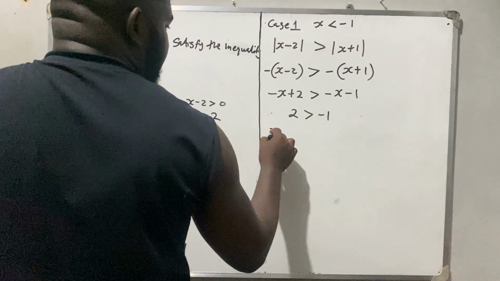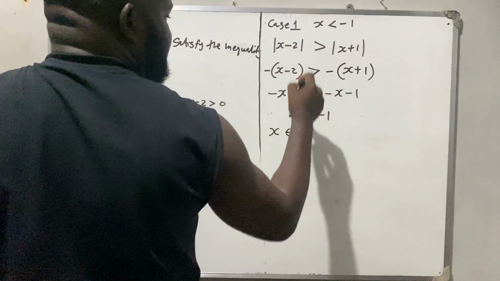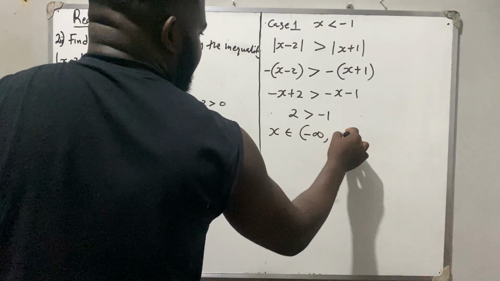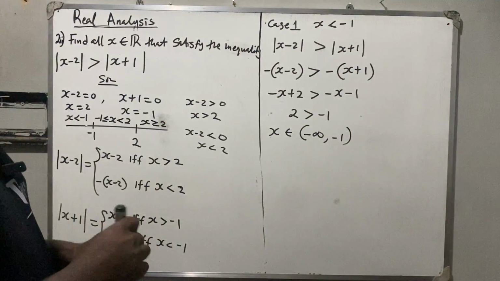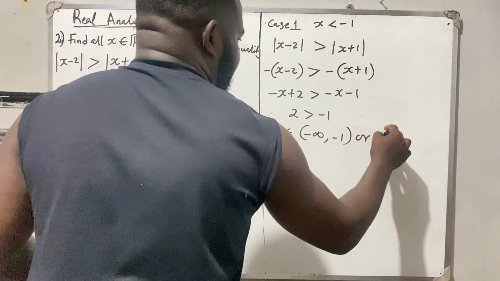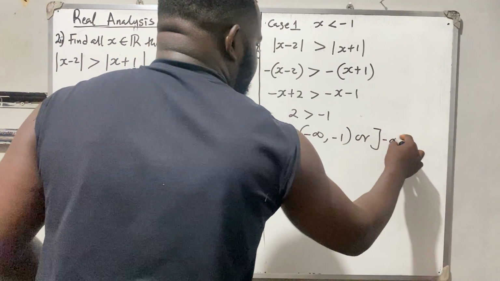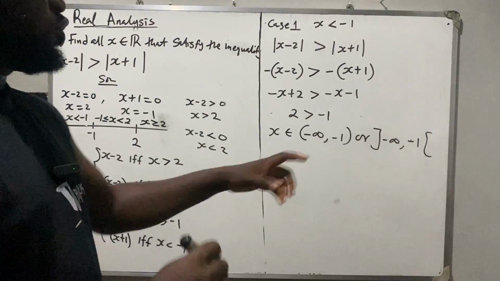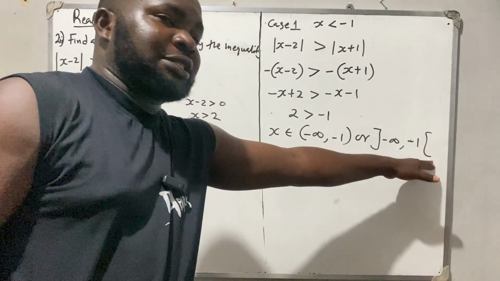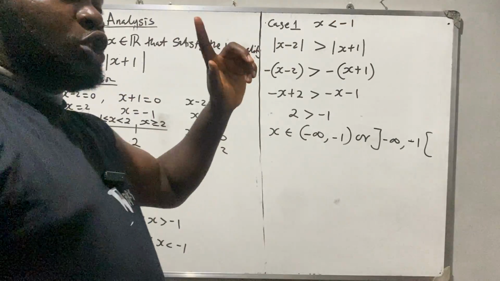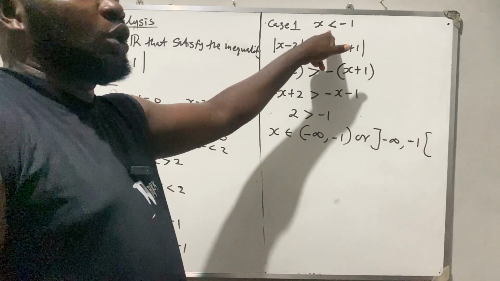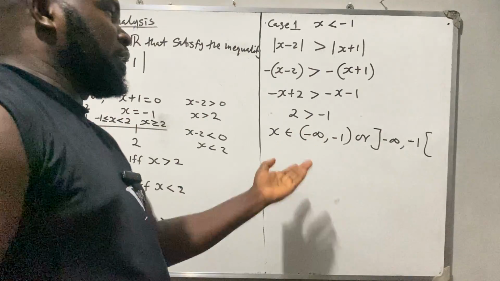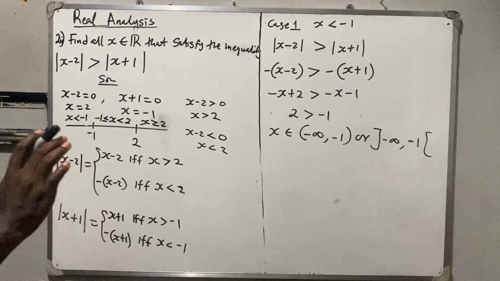So therefore, x is an element of the open bracket negative infinity, comma, minus 1, open again. We write the open bracket like this: negative infinity, comma, negative 1. So we have this open bracket here, like I taught you in the introduction of real analysis, because there is no equality sign here. And infinity is that nobody can get to infinity. So that's why we have this, okay? That is for our case 1.